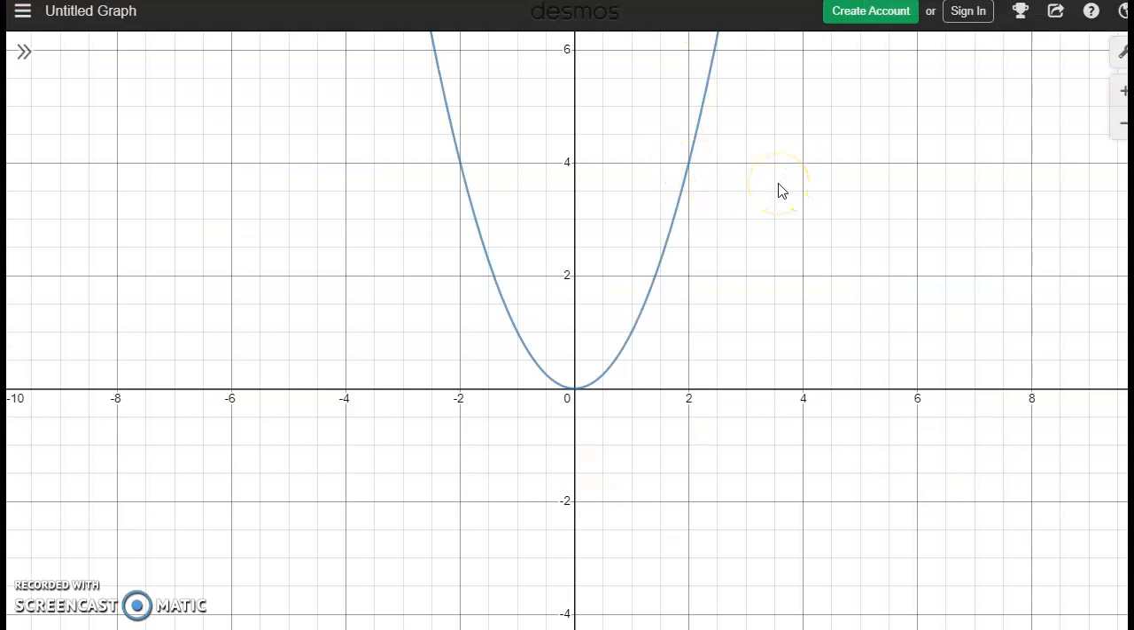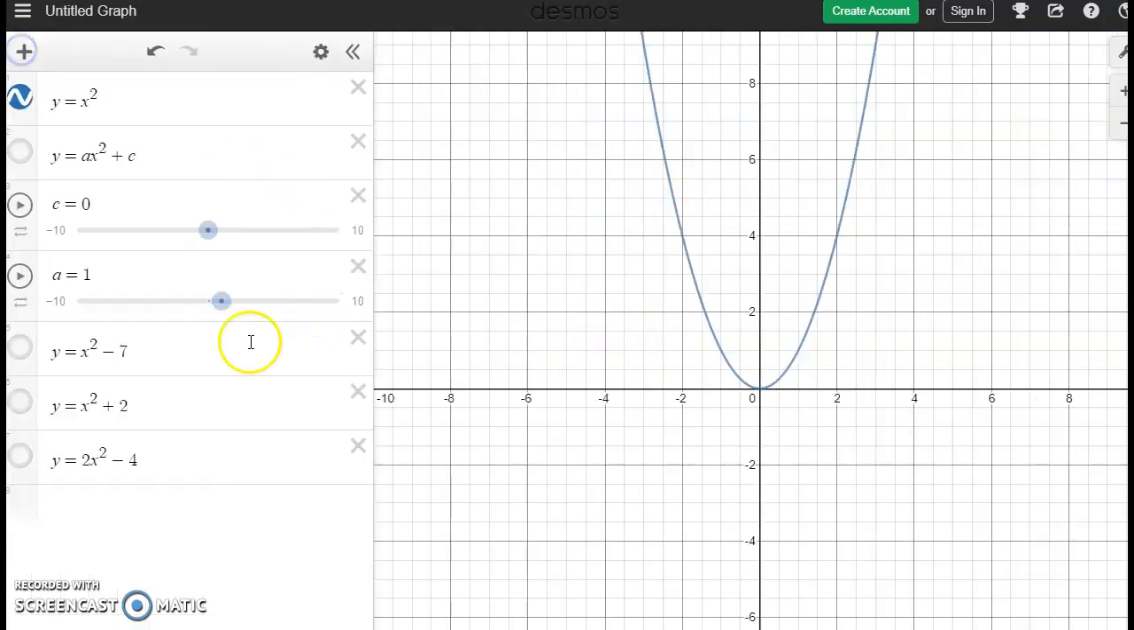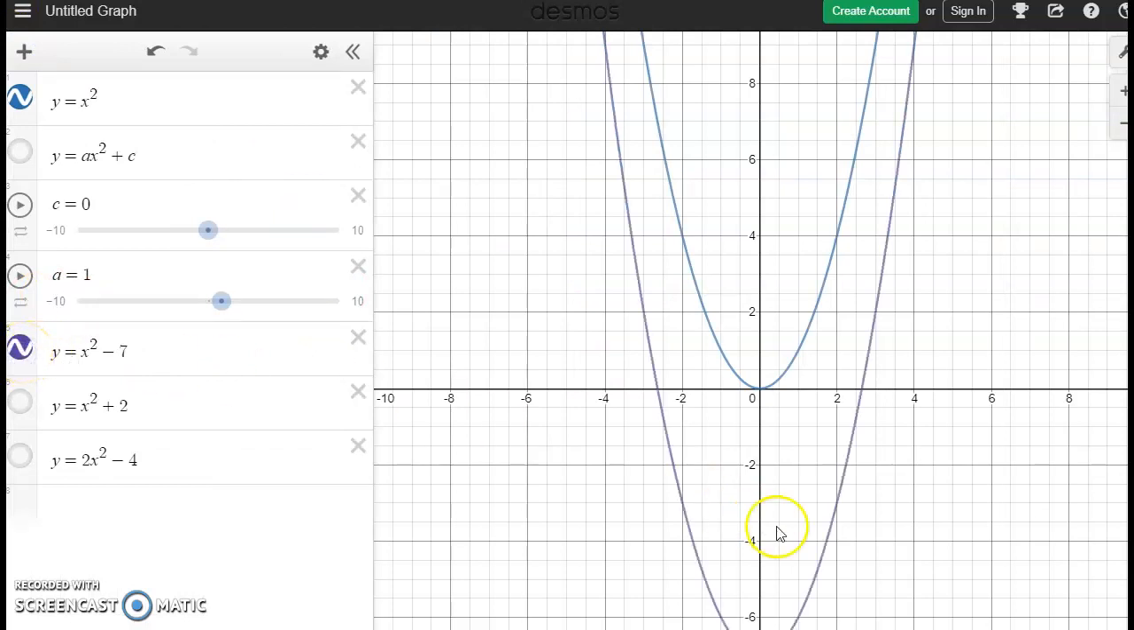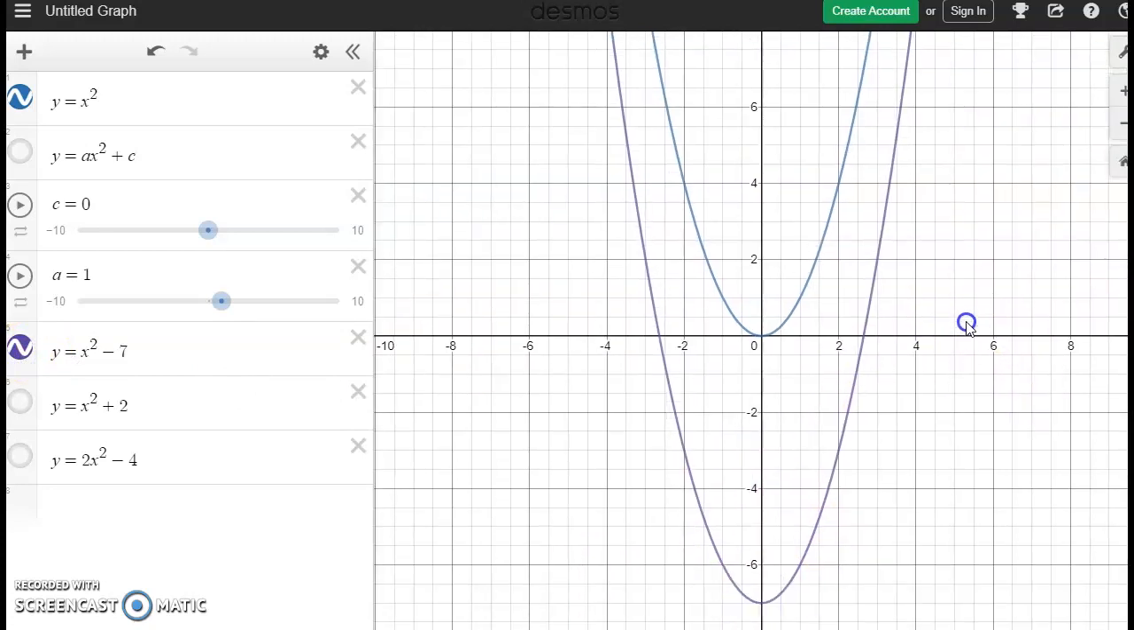So here is our parent function. Again, our a value is 1, our c value is 0. It hasn't shifted up or down at all. So if I take, let's say, c and make it -7, we now have this function here that is shifted down to -7 on the y-axis. It has moved down 7 units. It's the exact same function. There's no stretch, there's no shrink. I've just moved down the same function that you see.